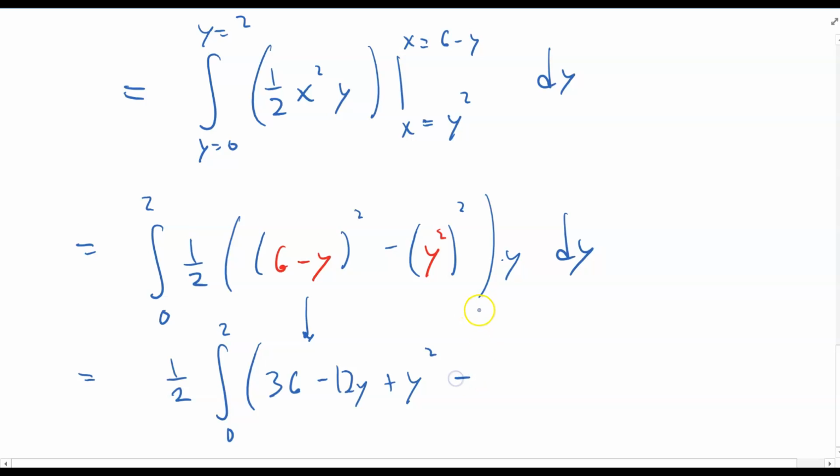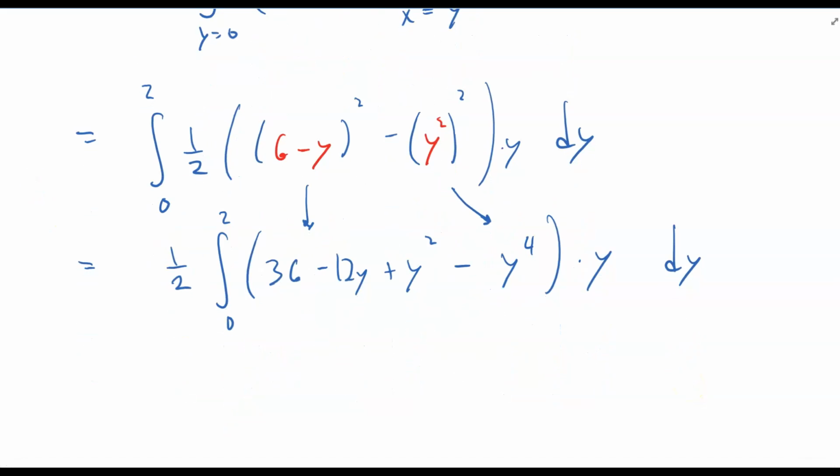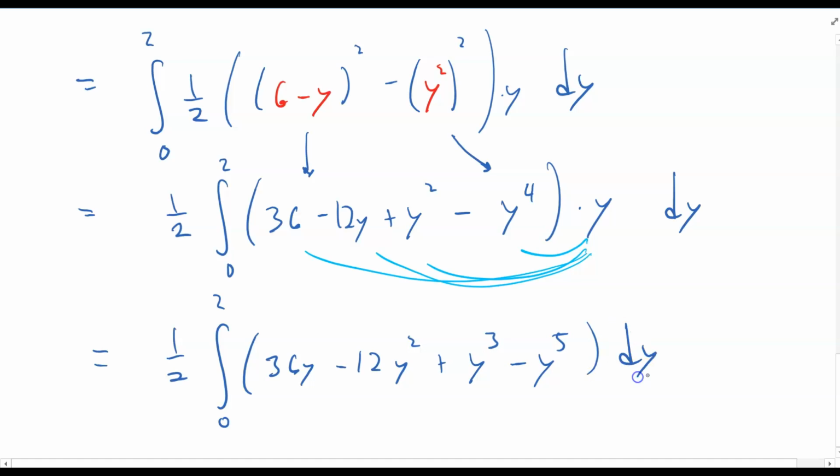And then we're going to have minus. Now this term here, when we take a base to a power to the power, we need to multiply our exponents. So we get y to the 4th power. And then we can't forget about that other y that's outside of the parentheses. So now we need to distribute that factor of y through the parentheses, and then we'll just integrate simply term by term. So we have as our simplified result 36y minus 12y squared plus y cubed minus y to the 5th power dy. And then it's just a simple matter of integrating term by term.